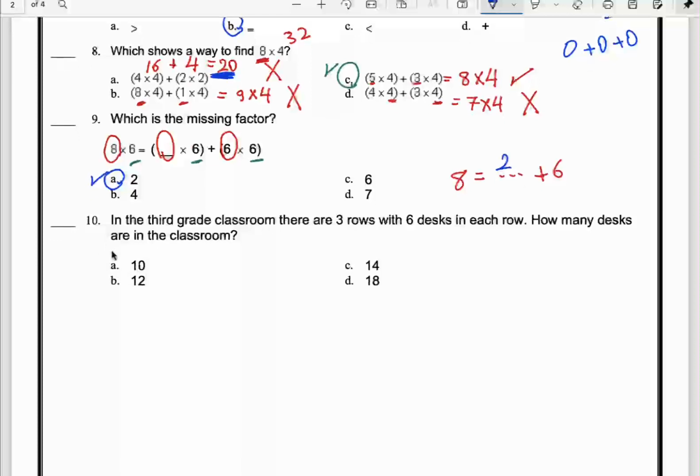Question number 10. In the 3rd grade classroom, there are 3 rows with 6 desks in each row. How many desks are in the classroom? So simply, my heroes, this is exactly where we need to repeat the numbers. So it's multiplication. We are repeating the 6 3 times. You can use a model to do this, and you can do it without a model directly using multiplication: 3 multiplied by 6, 3 rows of 6, and you will get the answer.